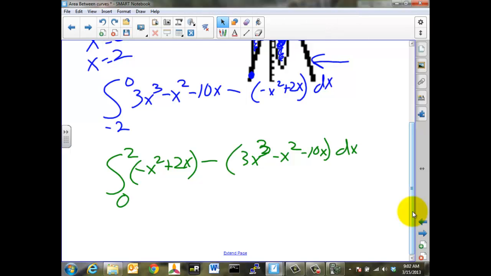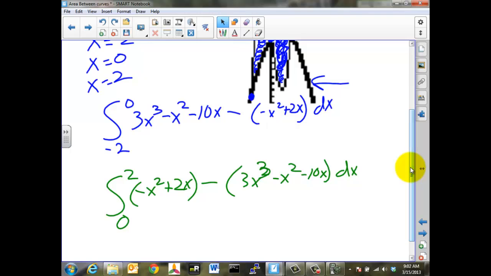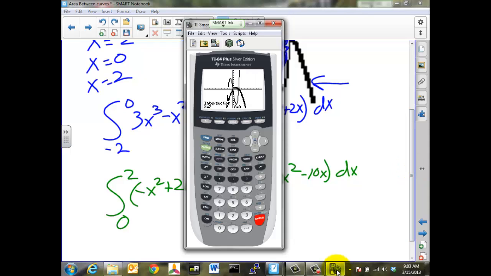Now, is the integration there hard? No. Okay, you should be able to do that. Just a lot of it, okay? A lot of places to make mistakes. Wouldn't it be nice if you could use your calculator to do that? We could, couldn't we? Let's talk about it and see if we can figure out how to do it on our calculator.